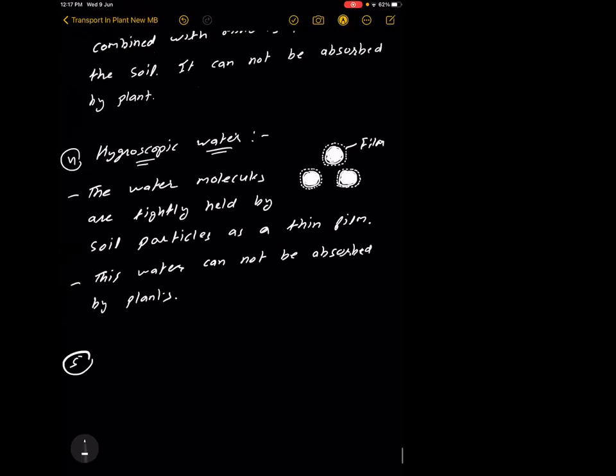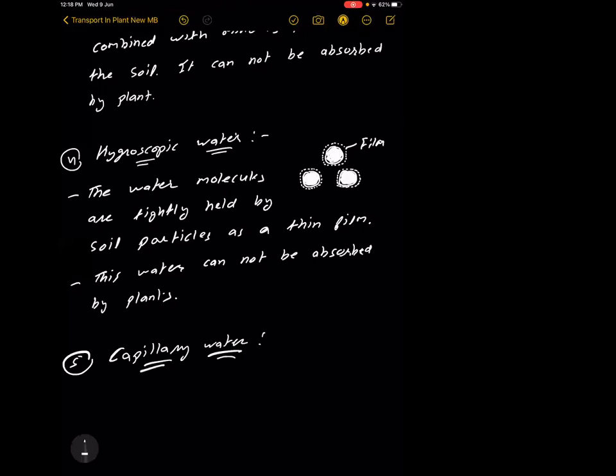So these are 4 types of water which are not available to plant. But the last one is capillary water. Only this water is available. Direct question, direct answer. Capillary water, that's it. So there, don't get confused. Only capillary water is available to plant. They will give all 4 options. So capillary water is the answer.